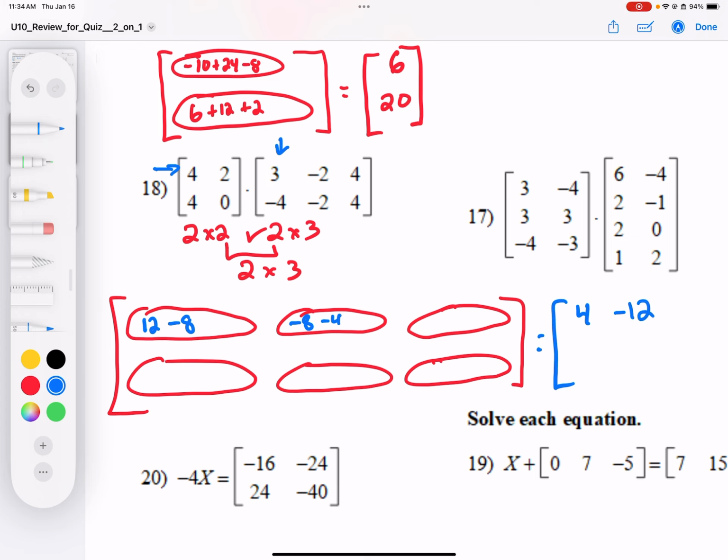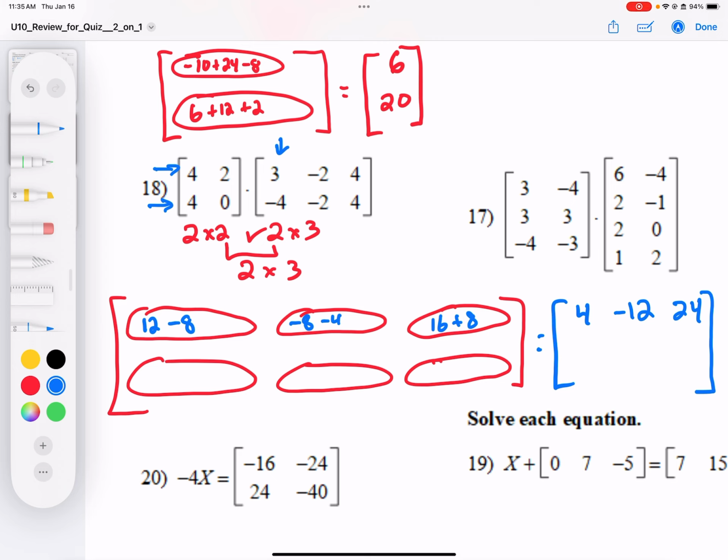Now, first row, last column. 4 times 4 is 16. Second times second is 8. That's 24. Okay, and I can close this over here. Now we go second row. Second row, first column goes right here.